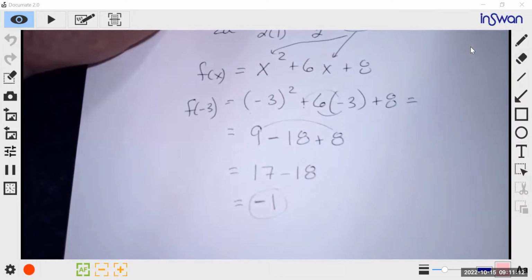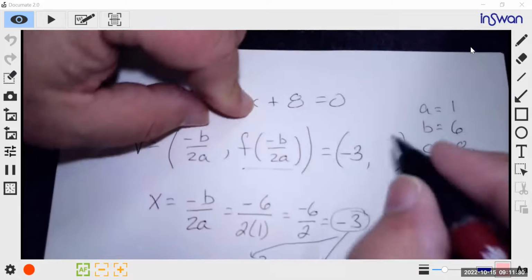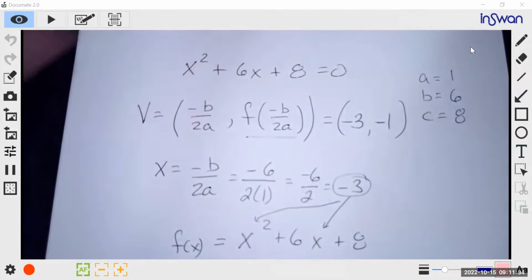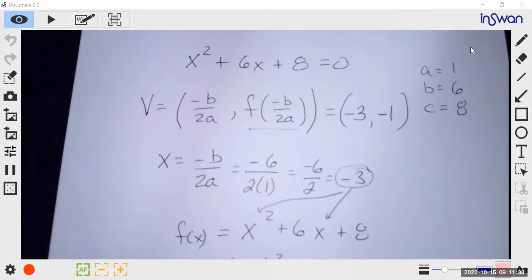So the y value is negative 1. So my y value is negative 1, which is exactly the same thing we got last time. Again, you can choose whatever method you want. There's only one answer.